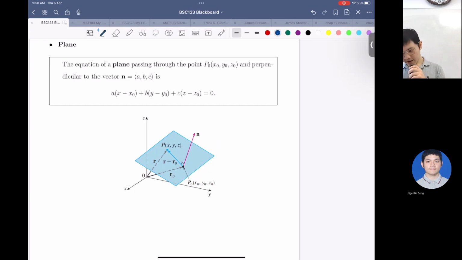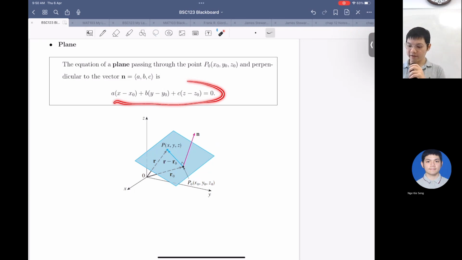So let's see. This is a shifted plane here. Every time you see x minus something, most probably this is a shifted thing. You can see that this is shifted away from the origin. The idea is this normal vector should be perpendicular to some vector, a line inside here. All the vectors inside the plane are actually perpendicular to this vector. But there's one obvious vector you can take, from this point x0, y0, z0.